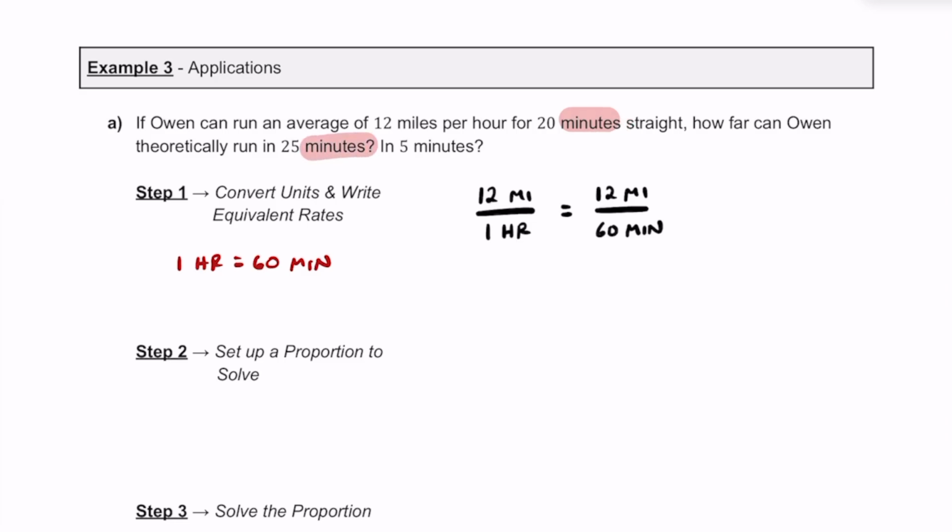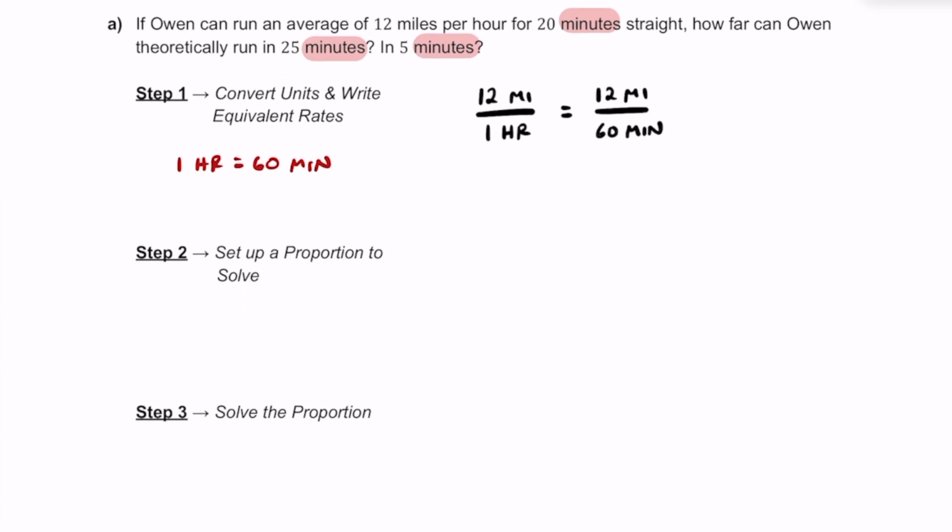All right, now that we have everything kind of in minutes here, we have 20 minutes over here. We also have this 25 minutes. We have this 5 minutes. Everything is kind of in the same units of minutes, so that's good, right? So let's go ahead and go on to step 2, which is set up a proportion to solve. So let's take care of the part where we want to see how far can Owen run in 25 minutes first. So let's go ahead and use this rate that we came up with here, this 12 miles in 60 minutes. Let's go ahead and use this part here.